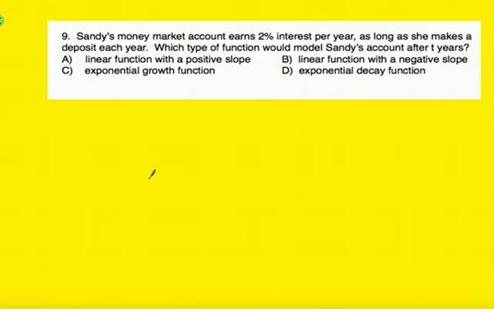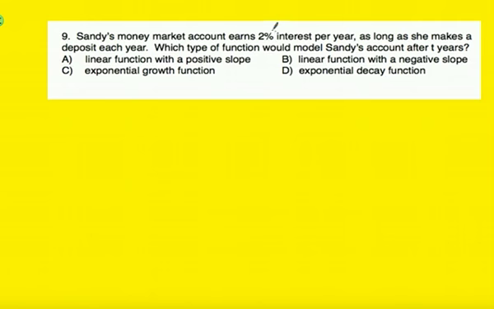Number 9 says Sandy's money market account earns 2% interest per year as long as she makes a deposit each year. Which type of function would model Sandy's account after t years? A, a linear function with positive slope. B, a linear function with negative slope. C, exponential growth function. Or D, exponential decay function.